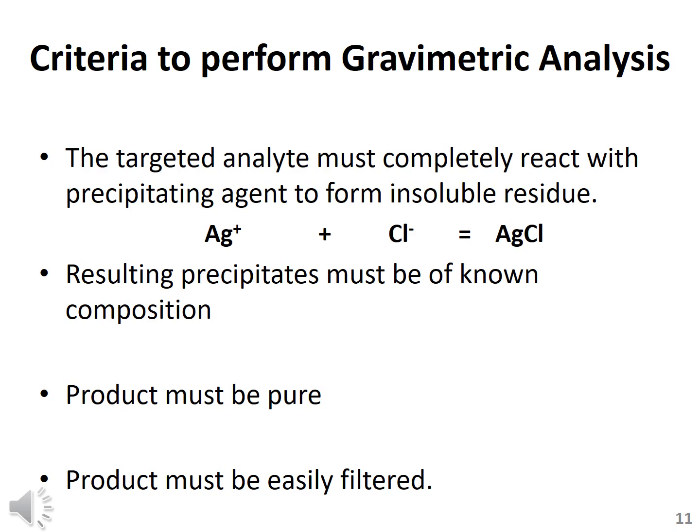And the last criteria, which is very important, is that these precipitates must be filtered by using a filter paper, or you can use a spin machine, a centrifuge machine, or sedimentation. So for the isolation or separation of this product, these precipitates are of enough size that they cannot pass through the filter paper. They will stay on the filter paper, and only the mother liquor will pass through that filter paper.